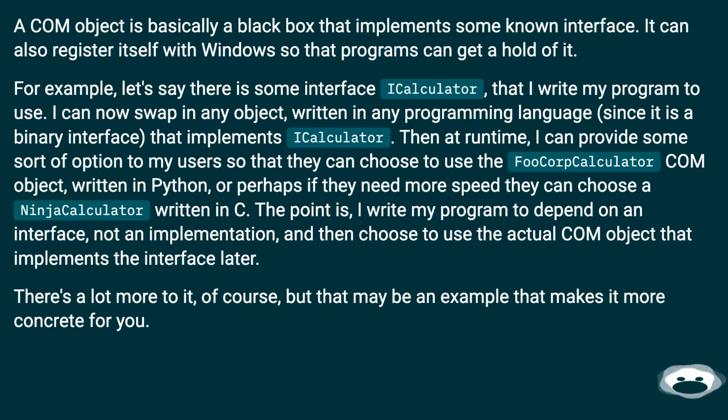Then at runtime, I can provide some sort of option to my users so that they can choose to use the FooCorp Calculator COM object written in Python, or perhaps if they need more speed they can choose a Ninja Calculator written in C. The point is, I write my program to depend on an interface, not an implementation, and then choose to use the actual COM object that implements the interface later. There's a lot more to it, of course, but that may be an example that makes it more concrete for you.